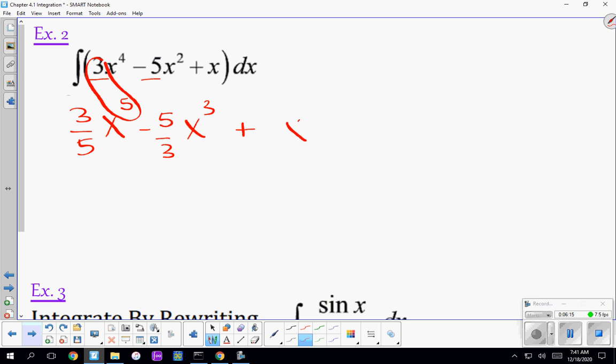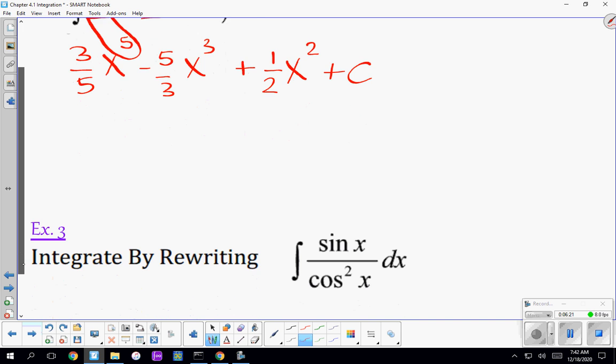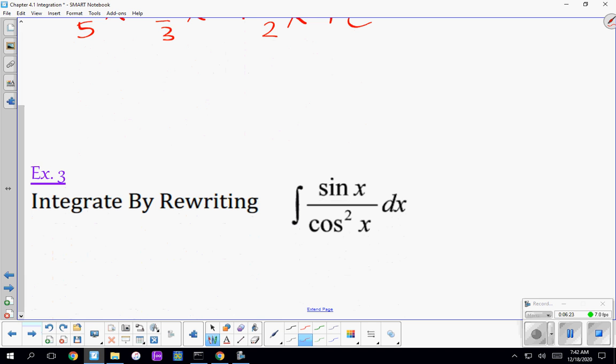Lastly, the x, I'm going to add 1 to my exponent and then divide. And just don't forget, we always have that plus c at the end. We're finding whatever that original function was and we didn't know it.